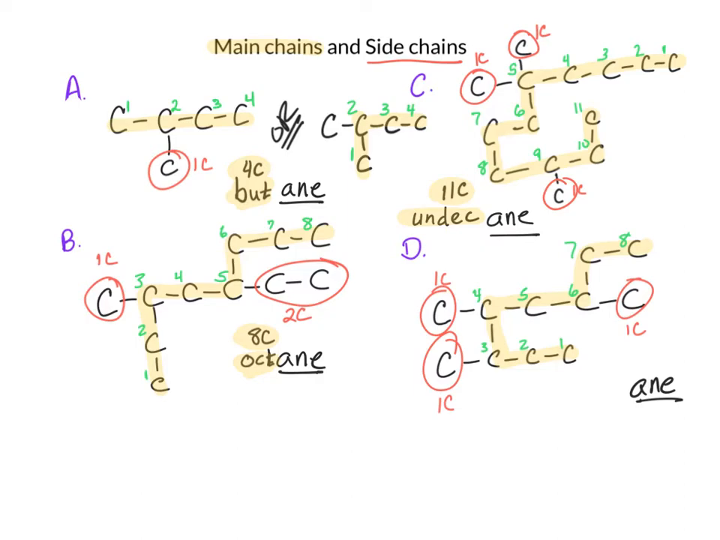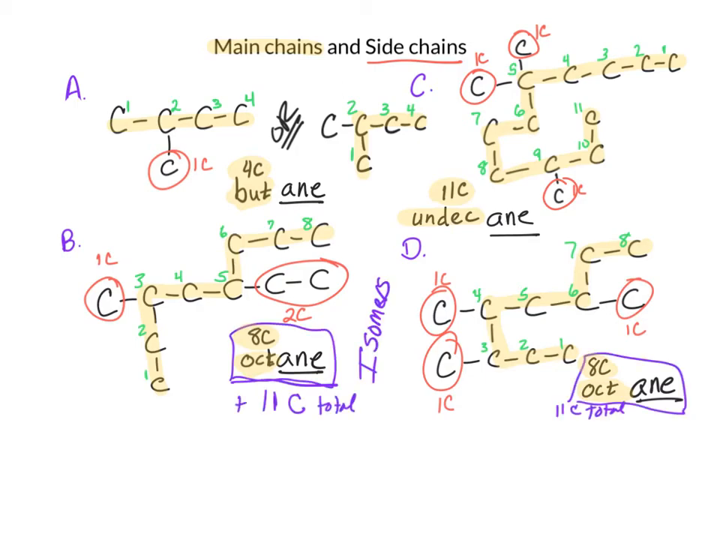So undecane. And letter D, we're going to find that we had 8 carbons long, so this will be another form of octane. Now the fact that we have 2 different octanes, but they are attached in different ways, these 2 are going to be called isomers. We'll discuss that much later.